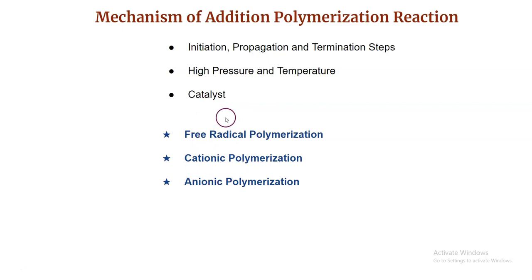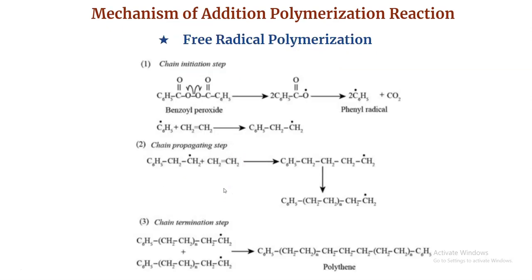Talking about mechanism, addition polymerization goes through three different kinds of mechanism. The free radical polymerization, in which free radicals are formed. The cationic polymerization, in which cations, positively charged species, are formed. The anionic polymerization, in which anions, negatively charged species, are formed. Okay, those are the three different mechanisms that addition polymerization goes through. You don't need the details of the mechanism for this class. So I'll just show you how free radical addition polymerization would occur.